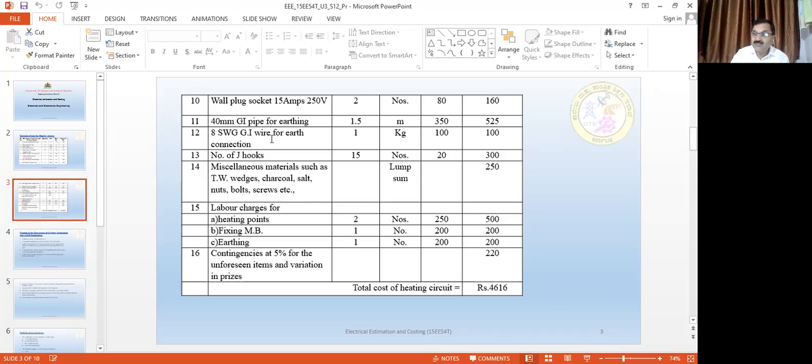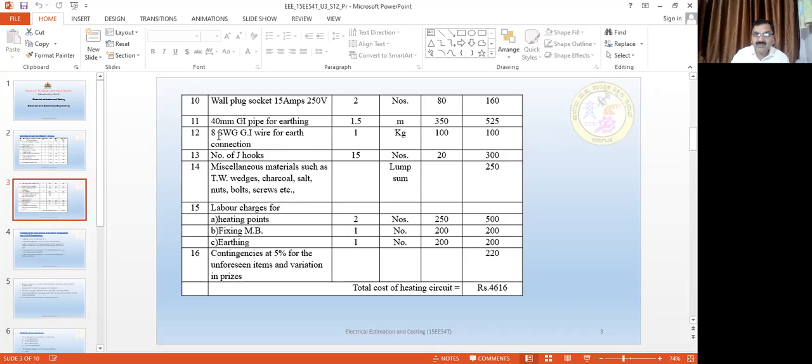Now, 8 SWG GI wire is used for connecting earthing. That means this wire runs from the heating point to the earth pipe. The heating point is fixed, situated at the kitchen and bath, and the earth pipe, the earth electrode, is inserted in the soil at the outside of the house.